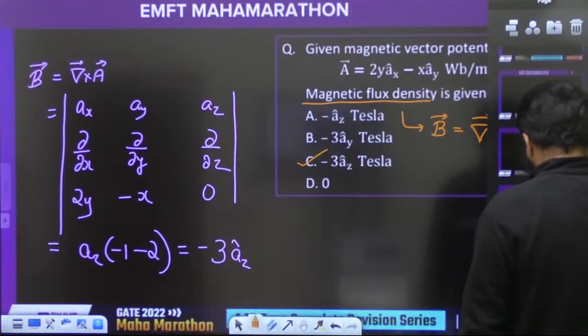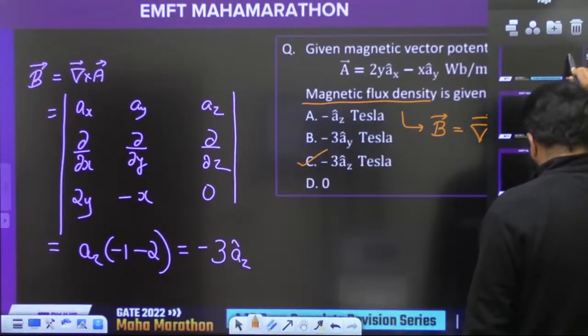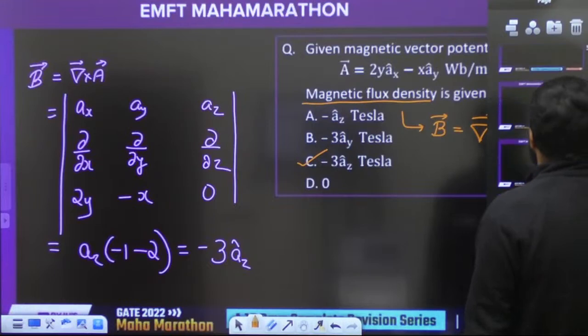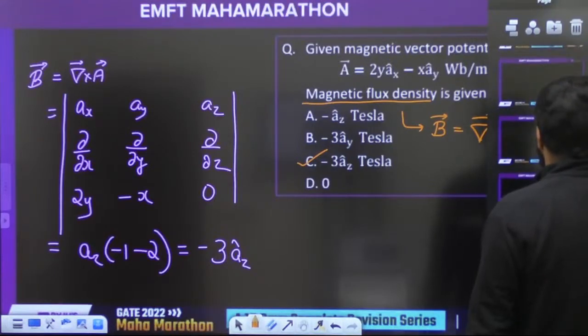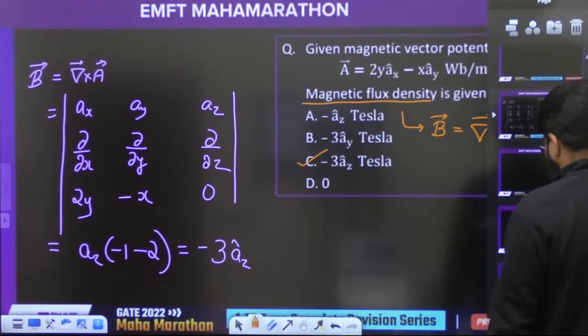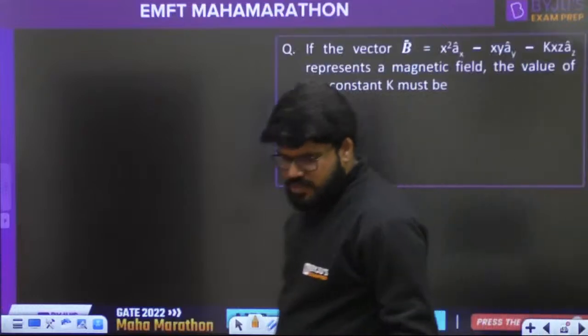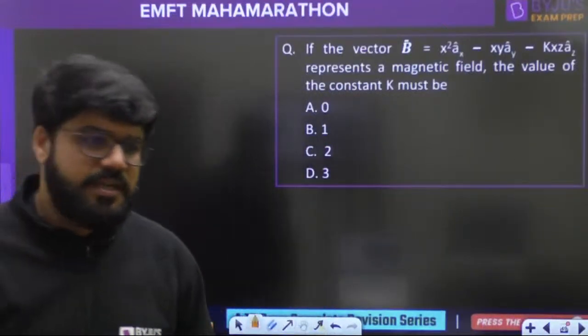Chalo. All cool. Let's go in the sequence only. All going fine. Where did it go? Yes, this is what we have done. Let's go in the sequence. We have sufficient time now.